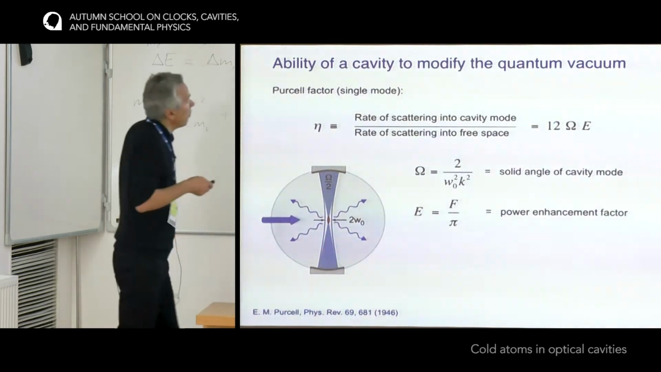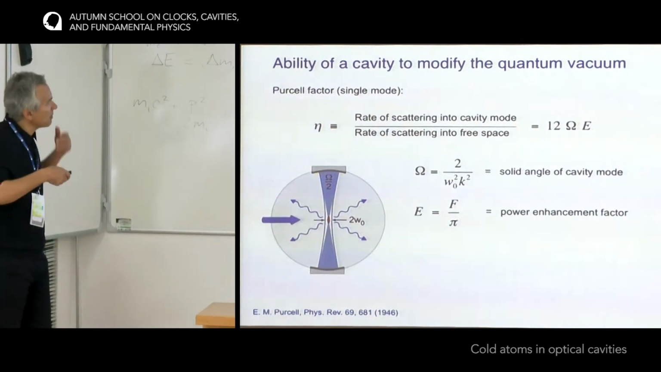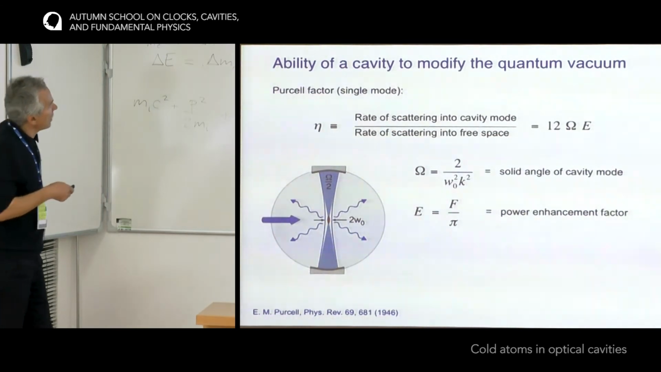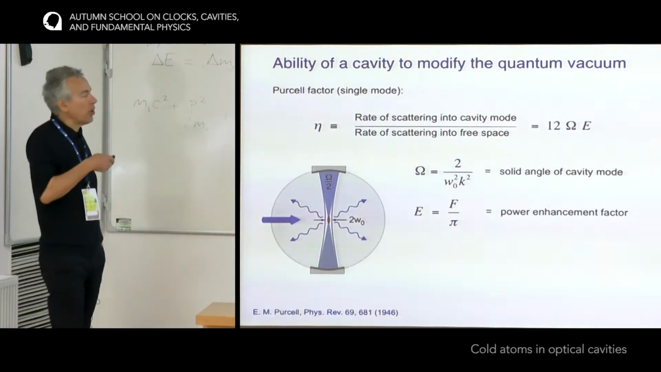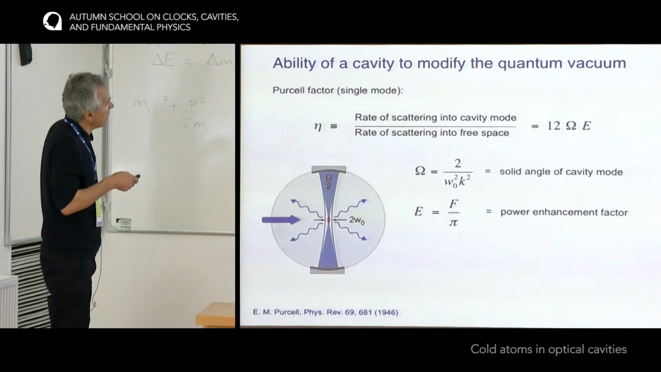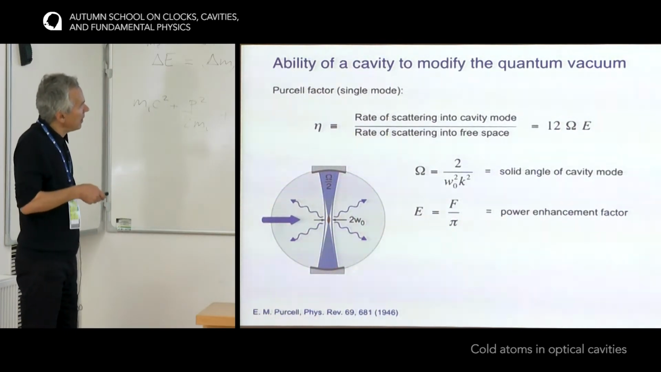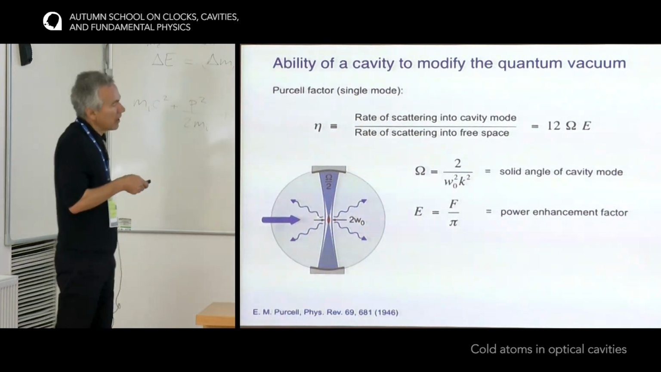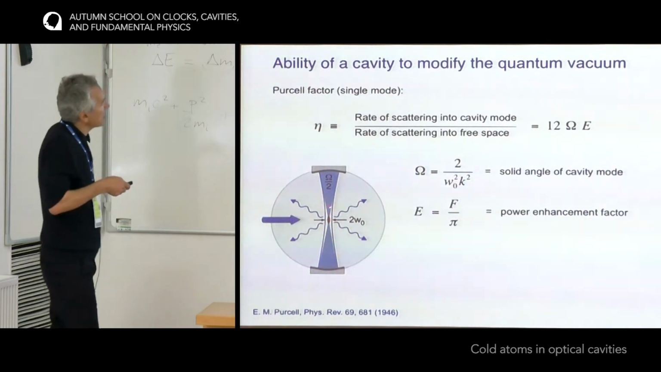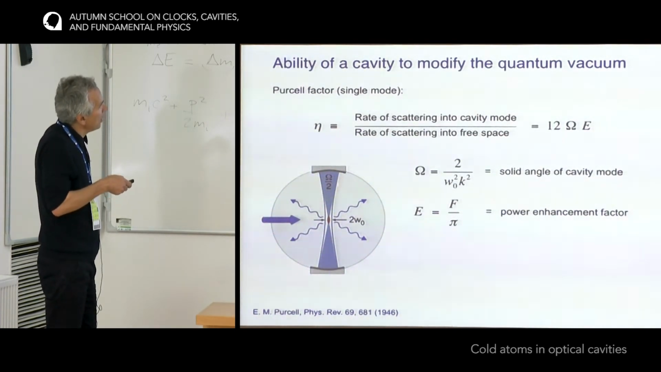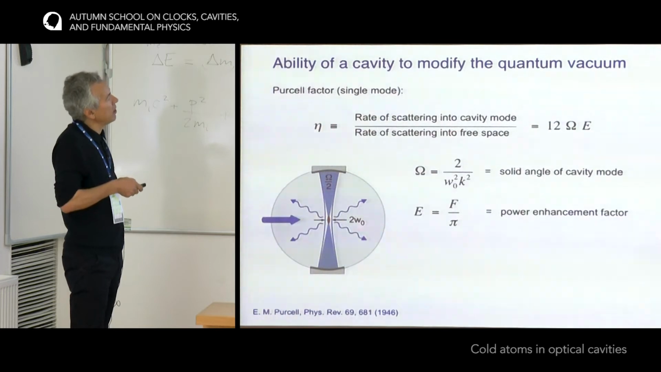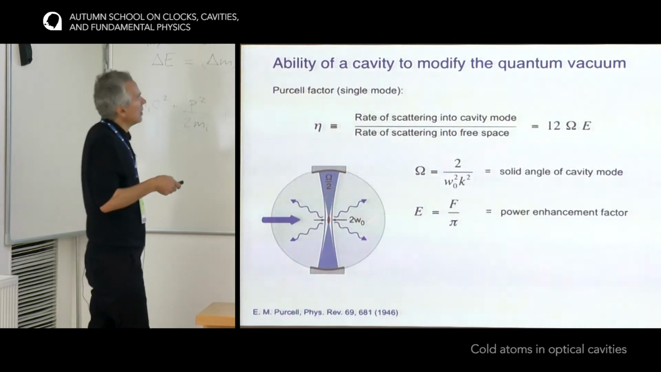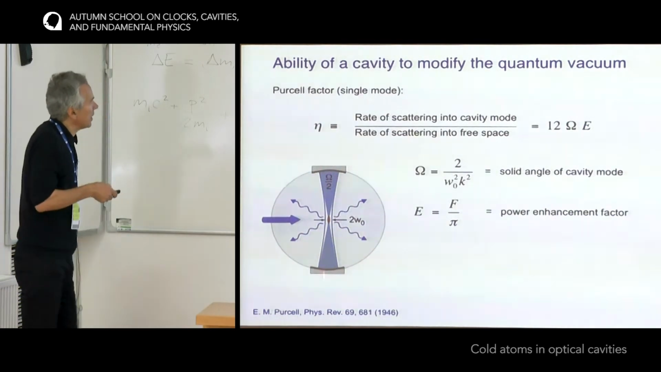There's the ability of a cavity to modify the quantum vacuum. This is maybe a fancy way of talking about the fact that the scattering properties are modified by the presence of a cavity. And what I mean by that is the following. Imagine a cavity and you put something into the cavity that can scatter photons. Then you can ask yourself, what is the rate of a photon to be scattered into the cavity mode as compared to the rate of scattering this photon into any of the free space modes, anywhere aside from the cavity mode.